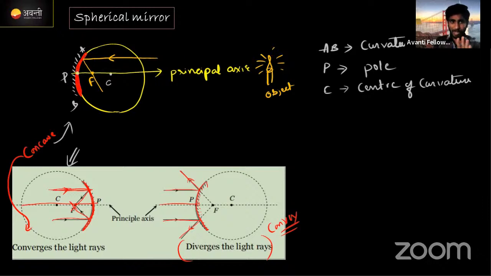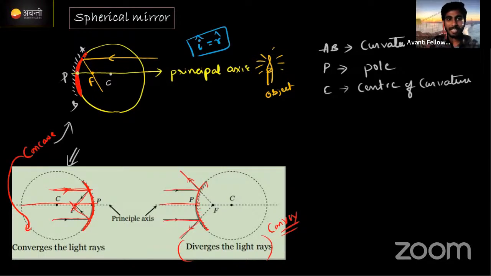If it is incident parallel to the principal axis, here also it has to satisfy the mirror rule. क्या है first one? Mirror law. The angle of incidence is equal to the angle of reflection. क्या हो गया मुझे? Angle of incidence is equal to angle of reflection. Correct na? Either angle कैसे calculate करना है?